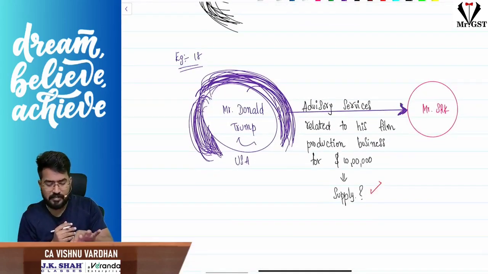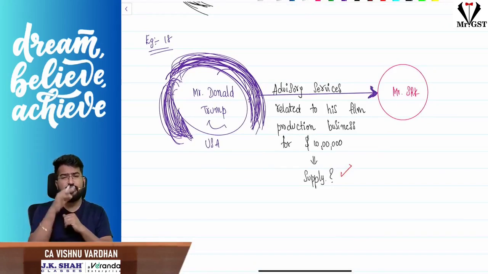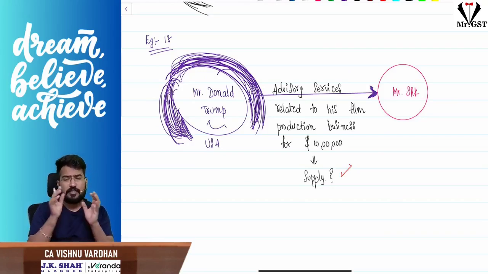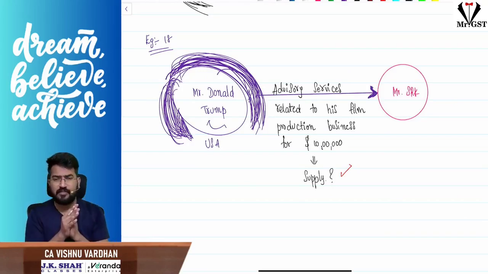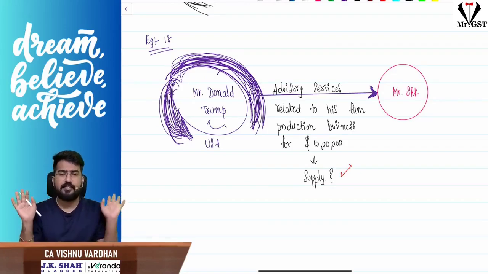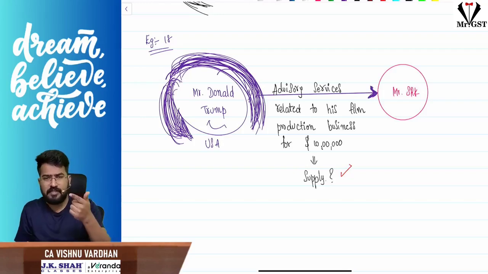Same case, for example, Donald Trump is providing advisory services to Mr. SRK regarding his film production business, Red Chillies Entertainments, for 10 lakh US dollars. Is it supply or not? As I already told you, if it is importation of service and there is consideration, you can close your eyes and say that is supply. So importation of service for consideration is right away supply. Why I am importing doesn't matter.